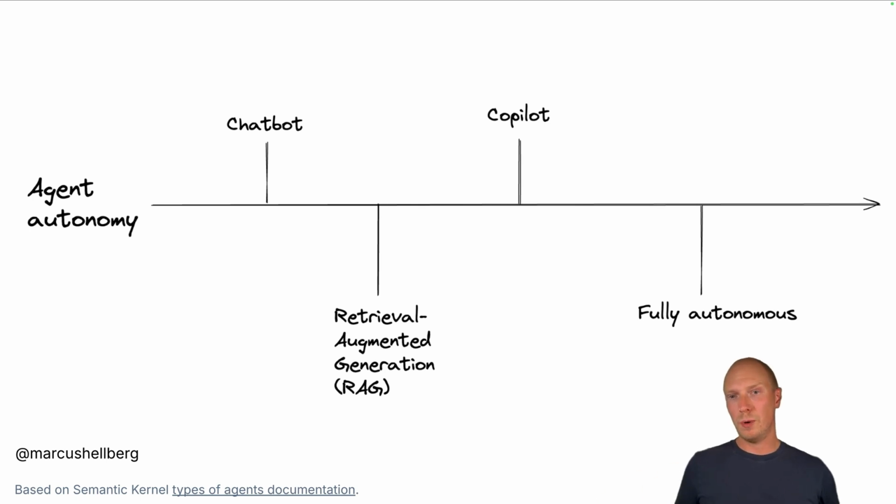If we were to go all the way to the other end of the spectrum to a fully autonomous AI agent, that would essentially be us just asking the AI to do the entire task for us, beginning to end, without any human interaction.